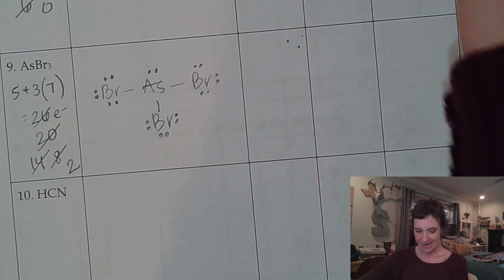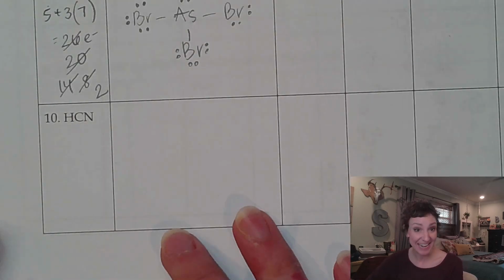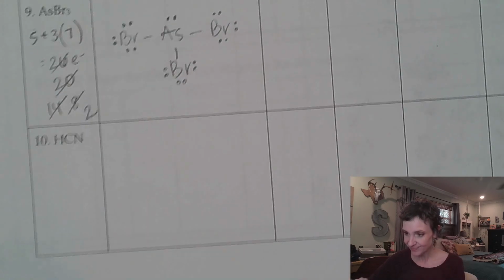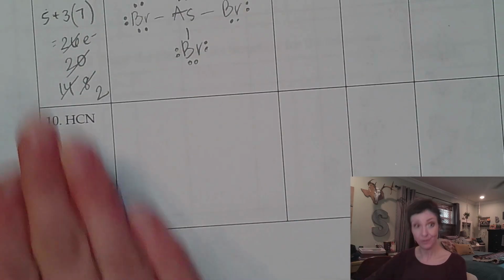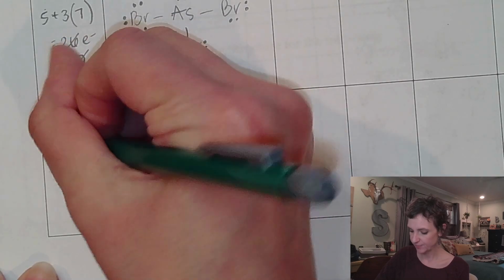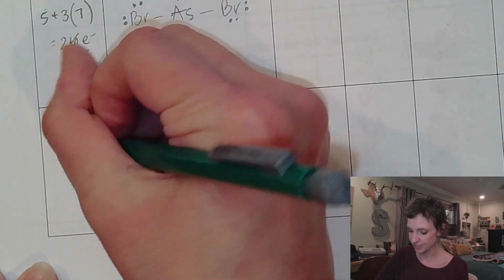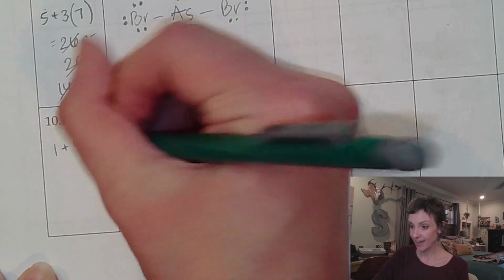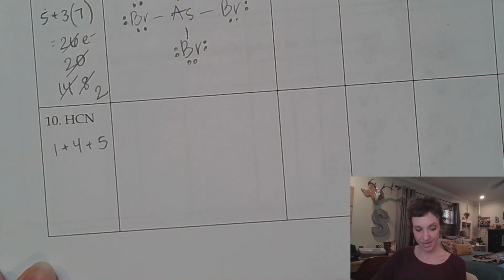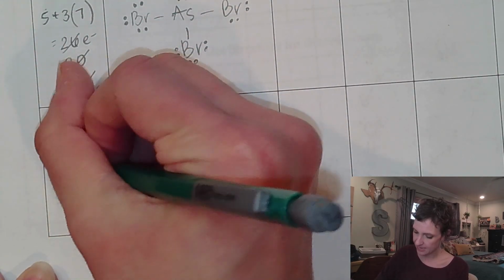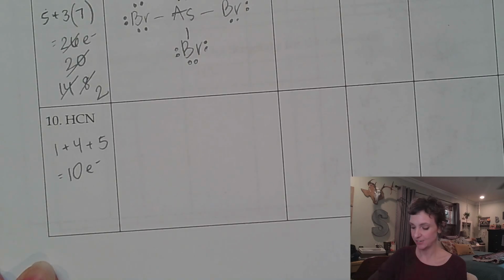Okay, so we would call this hydrocyanic acid, which is super fun. I got 3 different things here. This is why I wanted to do this one. So we've got hydrogen. Hydrogen has 1 valence electron. I've got a carbon who has 4 valence electrons. And I have a nitrogen who has 5 valence electrons. Looking good. Okay, so we have a total number of 10 electrons to use in this structure.